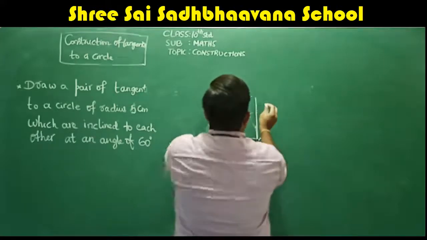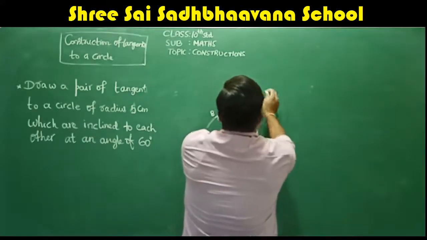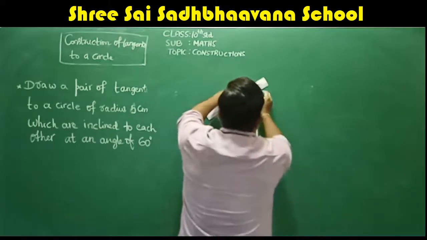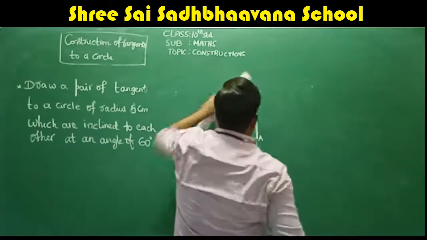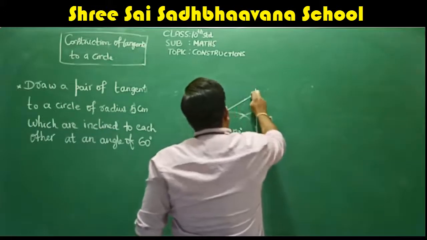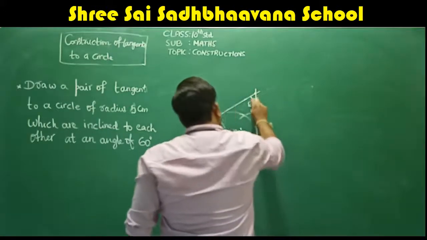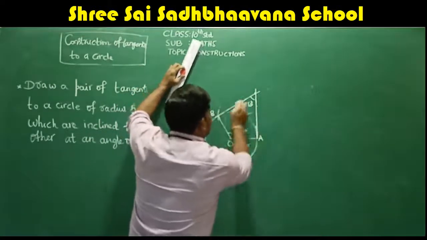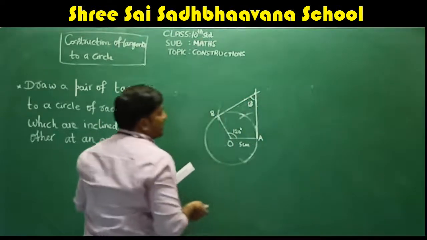Okay, which is a perpendicular, and both will join at one particular point. Just use scale, don't use hand actually. So this angle should be 60. It will be 60 because why? This angle is 90 and this angle is 90. Definitely this angle should be 60.